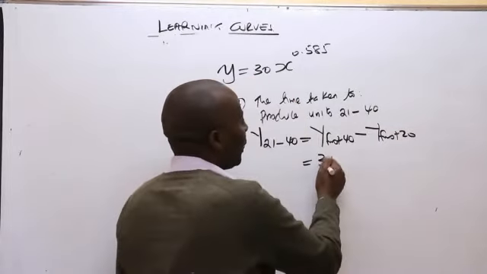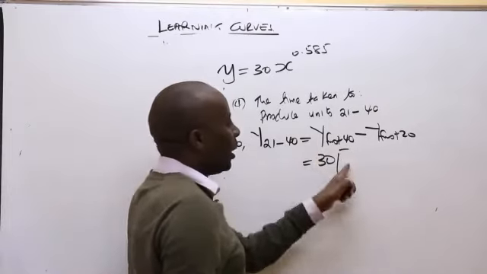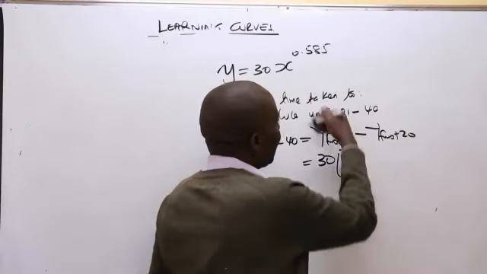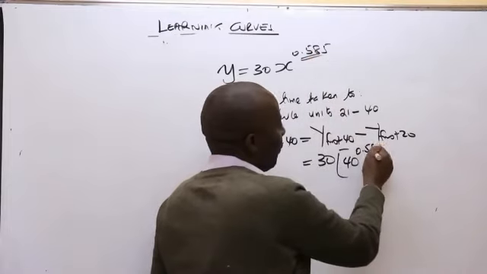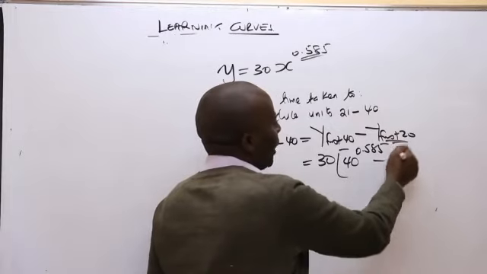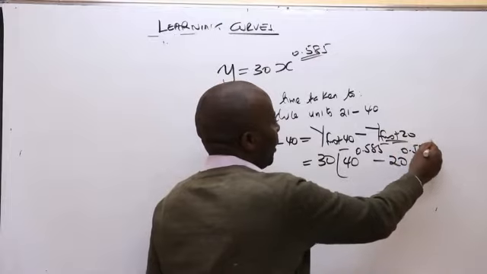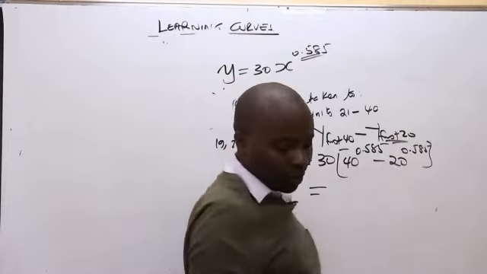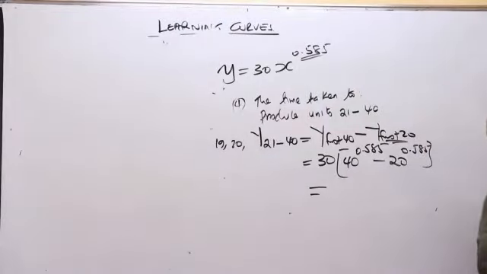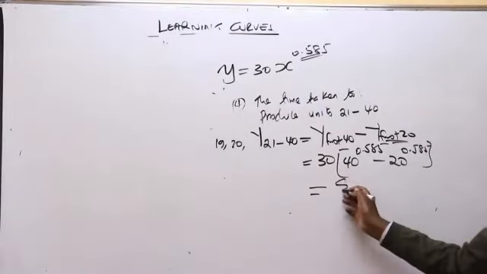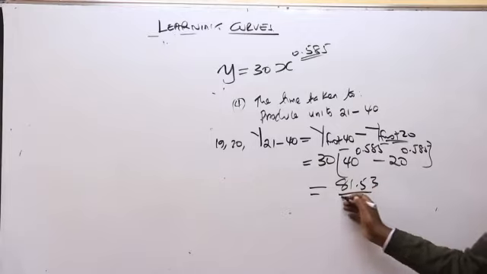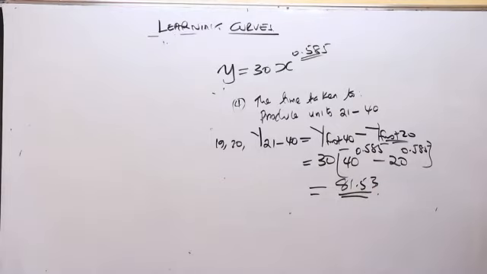So we have 30 outside, and then x here we have 40. X has to be raised to the power 0.585 minus 20 raised to 0.585. If I do it that way, I should be able to get an answer, which most students get here as 81.53.